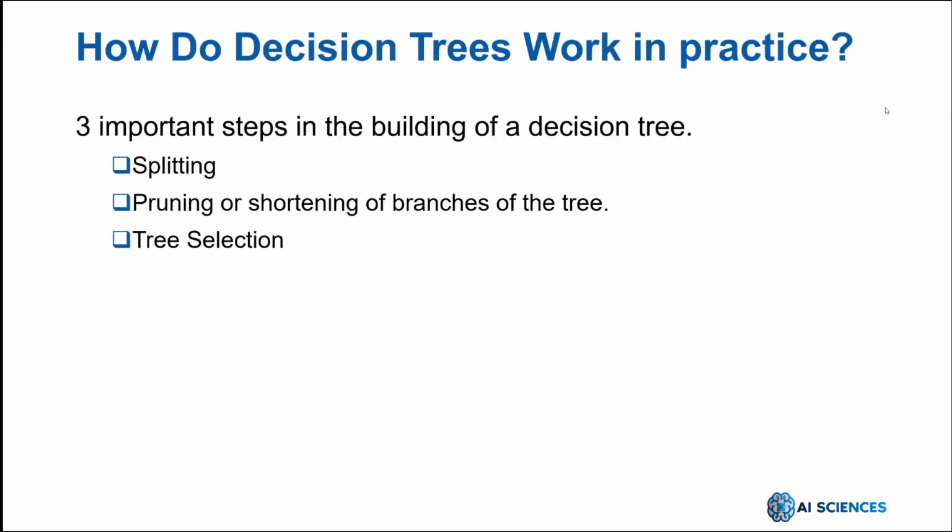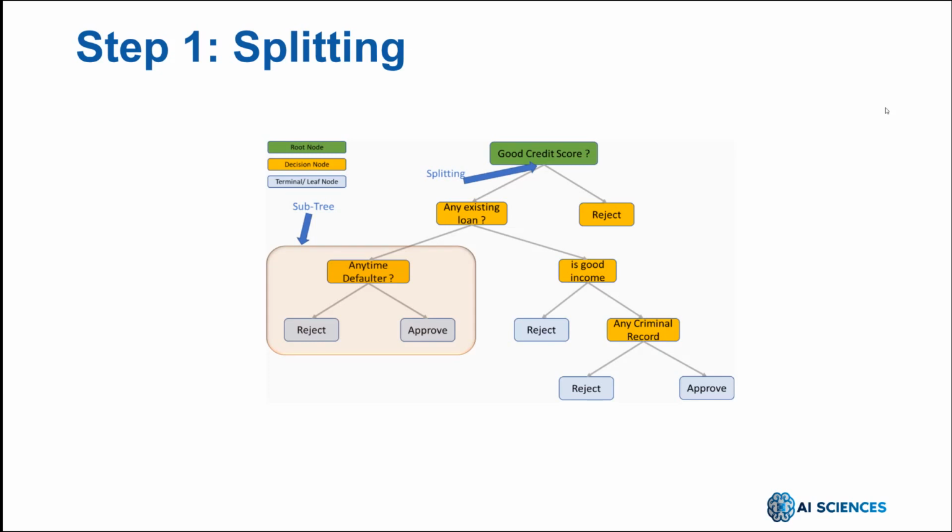How do decision trees work in practice? Well, that's an interesting question. In practice, there are three important steps in the building of a decision tree. The first one is splitting. A decision tree can have a sub-branch or a sub-tree as well, and the process of creating a sub-branch is called splitting. Have a look at the figure to visualize these notations.